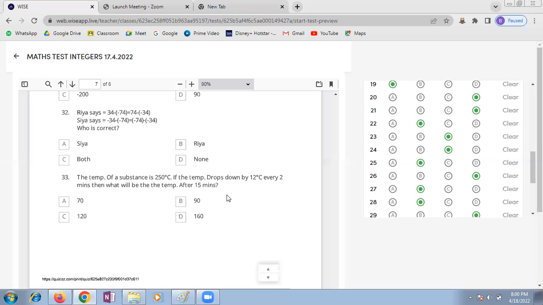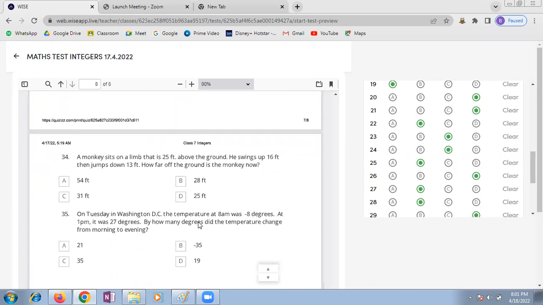This is a really wise question. Because generally what mistake will we do? We will simply multiply the things with 12. So we should not do that with 12 because they mentioned it is every 2 minutes, not 1 minute. So first you have to convert into every 1 minute what the temperature drop was. Every 2 minutes 12 degrees Celsius means for every 1 minute it was 6 degrees Celsius. So 15 minutes, 15 into 6 is 90. 250 minus 90 gives 160 degrees. Right. This is a very interesting, easy question.